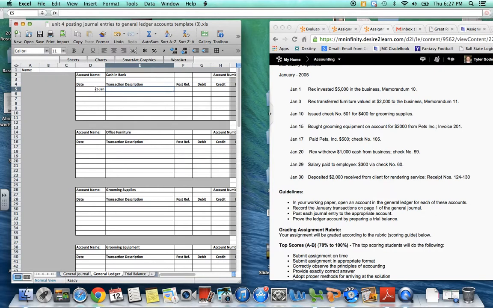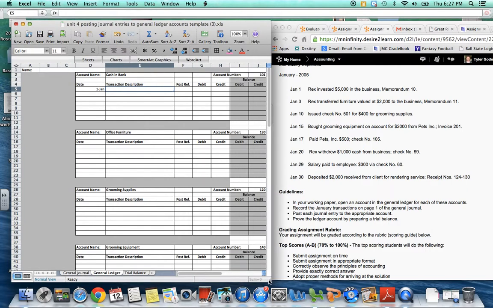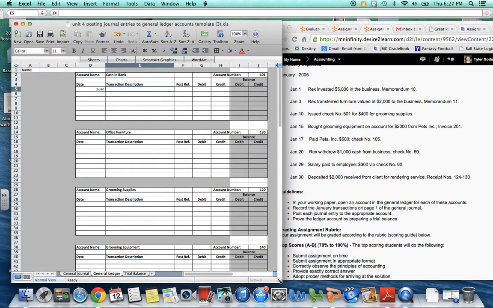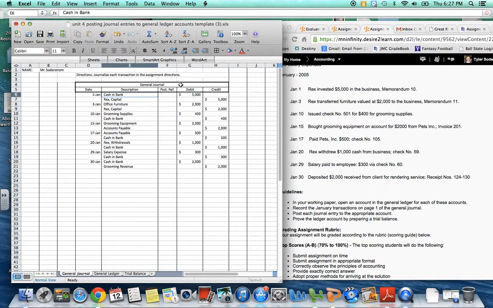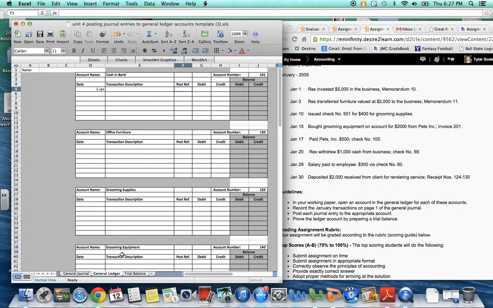For the transaction description, you really don't need to fill that in. You could explain what the transaction was for, but again, really that's mainly used for more complicated transactions that we don't really even get to this semester. So again, for any posting that we do, you really don't even need to fill that in. The post reference would be our general journal page, which again, if you go back here, it doesn't really tell us what the journal page is. So I'm just going to write GJ for general journal.